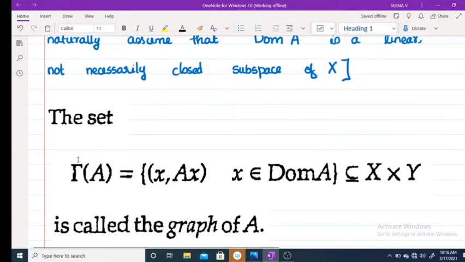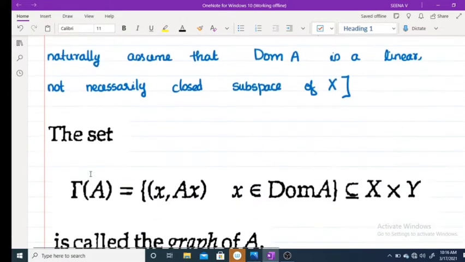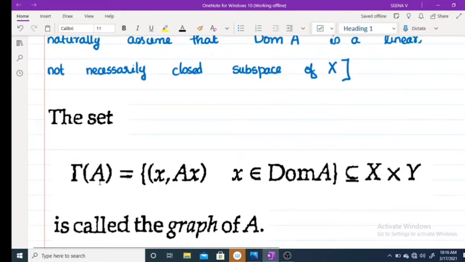Now the set Gamma of A equal to the set of all ordered pairs (x, Ax) where x belongs to the domain of A is clearly a subset of X cross Y, because A is a map from X to Y. So if you consider Gamma of A equal to the set of all (x, Ax) such that x belongs to the domain of A, this is a subset of X cross Y.